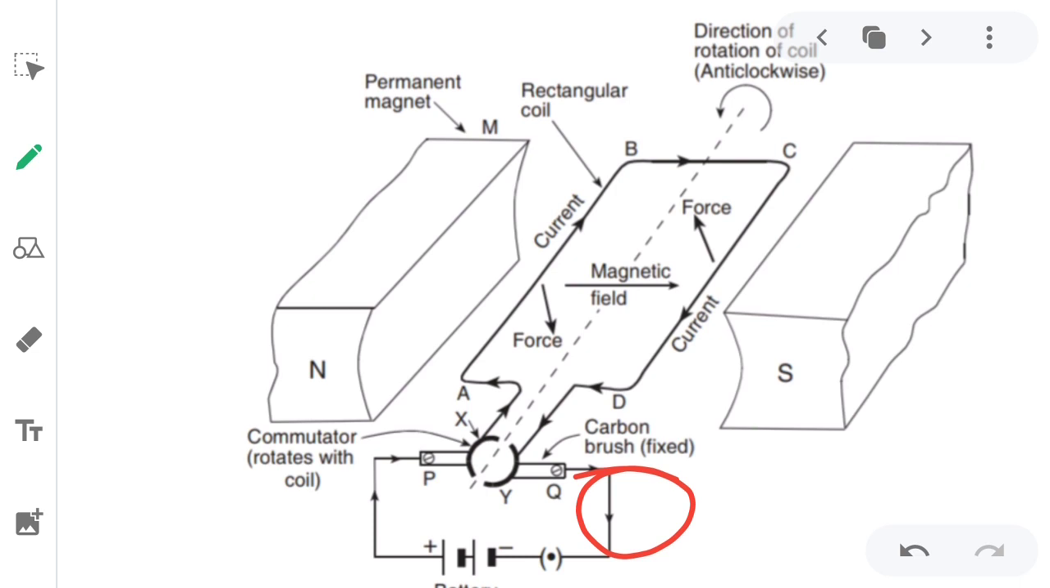The function of the carbon brush is that it keeps the current flowing through the commutator without coming in direct contact with the commutator. The carbon brush makes contact with the rotating ring of the commutator to supply the current. Actually, it doesn't rotate with the armature.